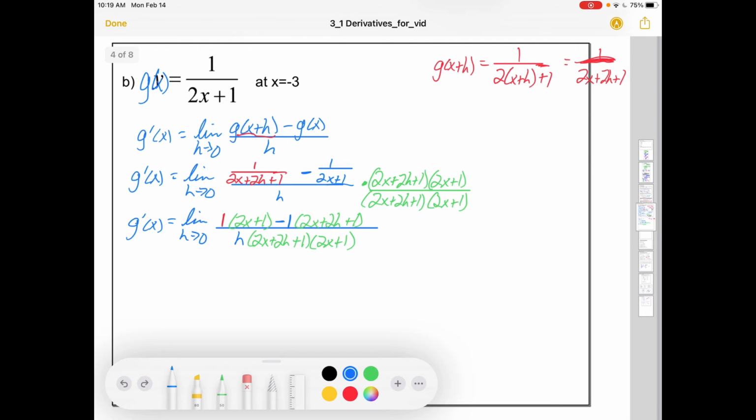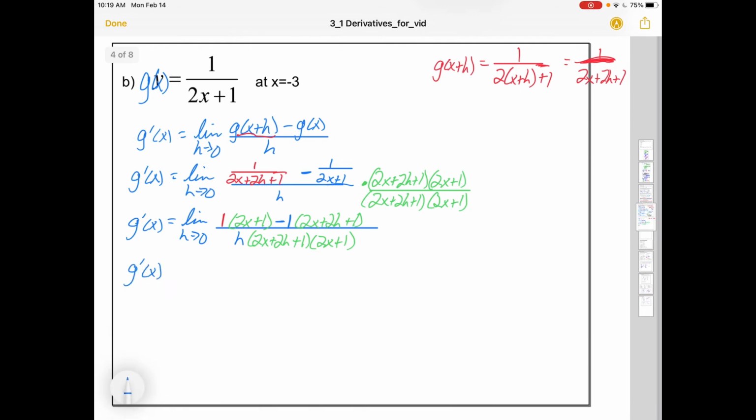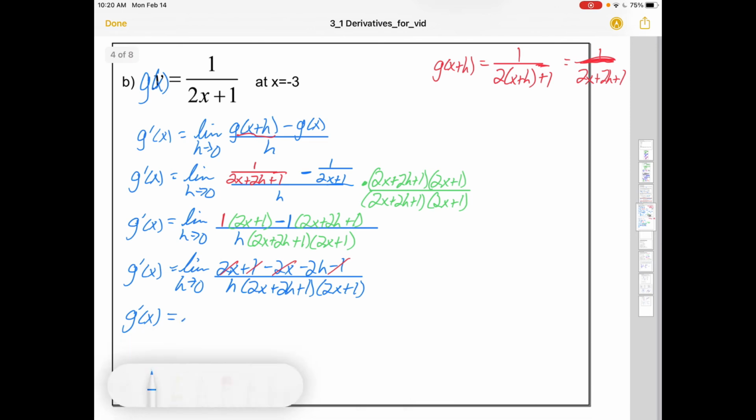Let's go back to blue color here and just clean it up. So what will I end up with on top? I'll end up with 2x plus 1 minus 2x minus 2h minus 1. On the bottom, I'll have this whole big mess. So it's a lot of fiddly algebra, but we're just following it through. And you can see up top here, the 2x's are going to add to 0, the 1's are going to add to 0. Let's see what we're left with.